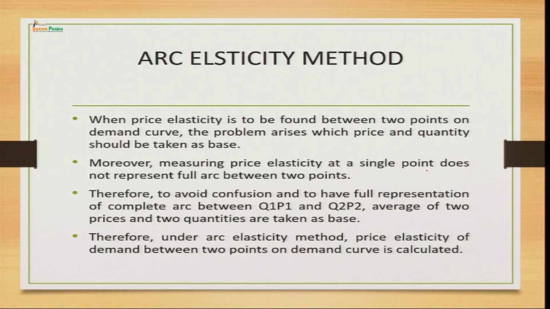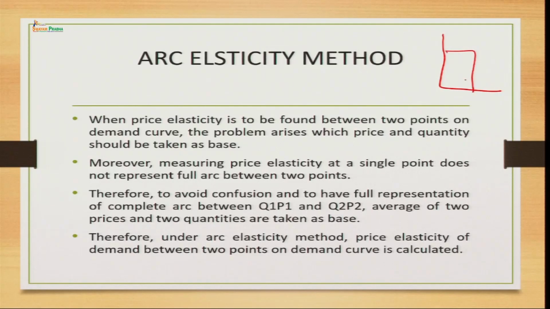Moving ahead, the next method is called the arc elasticity method. This arc elasticity method is an extension of the ratio or percentage method when we want to measure the elasticity between 2 points. See, like I said, the percentage or ratio method will help you to measure the elasticity at a specific point, whereas when we talk about an arc on the demand curve and we want to measure the elasticity between these 2 points, in that case we use this arc elasticity method. Arc elasticity helps you find out the change taken place between 2 points.